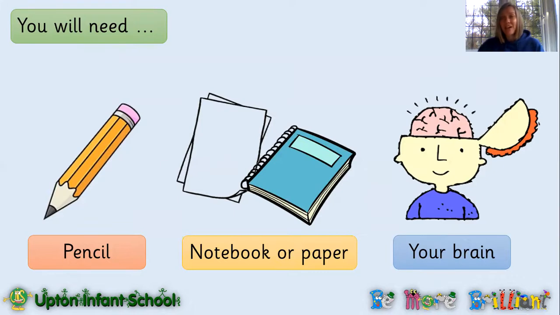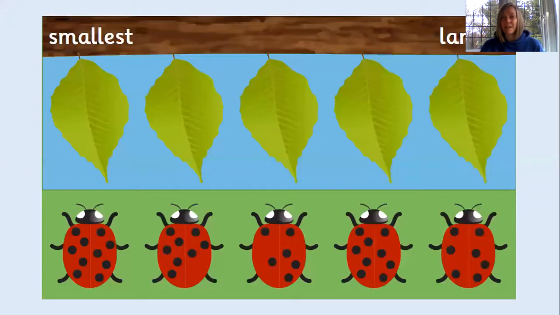Okay, everyone, let's have a little look at our warm-up. I've got some ladybirds here, and you might notice that these ladybirds have all got different spots. They've got different numbers of spots on their back, and they've crept away from their leaf. Now, I need you to do two things. I need you to count up the spots on each ladybird, and then I need you to put them back in the right order.